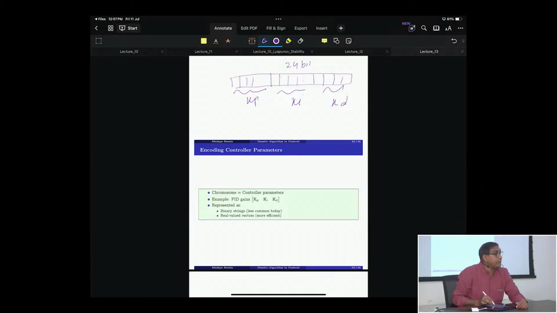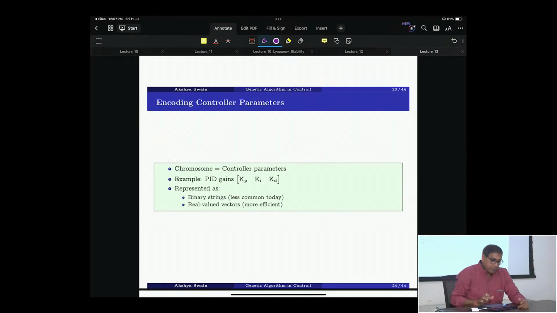Chromosome is equal to the controller parameters. For example, a PID controller with Kp, Ki, Kd represented in binary settings. Real valued vectors are now more efficient, but that doesn't matter now. Even for particles, we do it in real valued form.